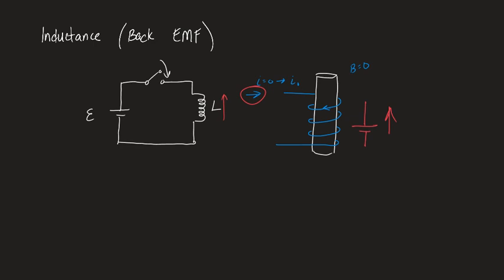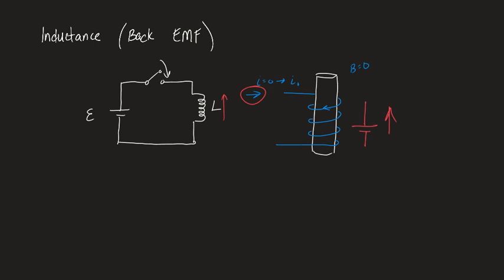Well, this change in flux produces an EMF. And the EMF that's trying to be produced is one that's going to try and prevent the establishment of that magnetic field, which means there's going to be an induced EMF and current to oppose the change. And that's what's happening here.